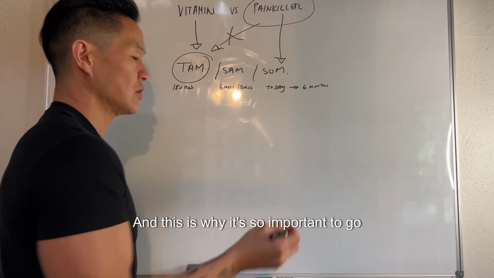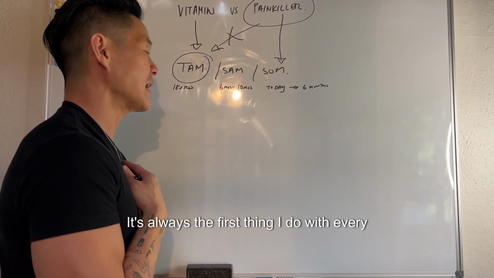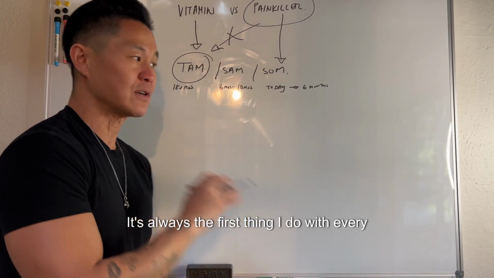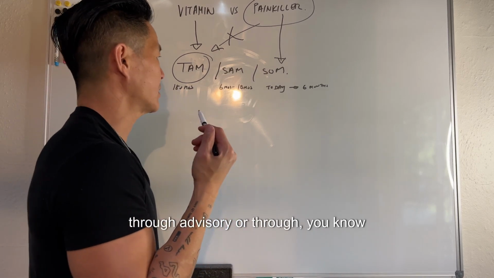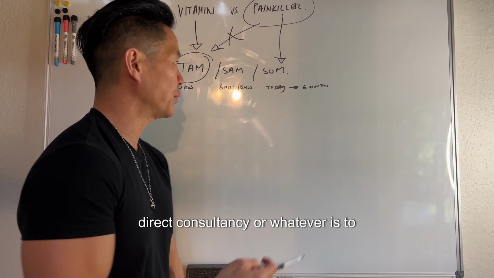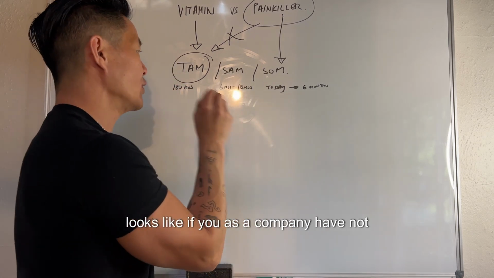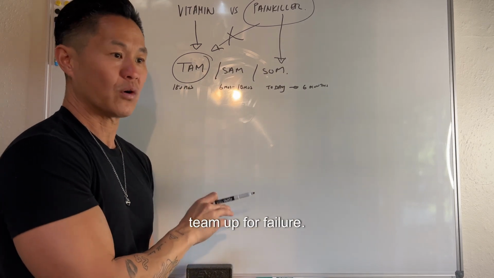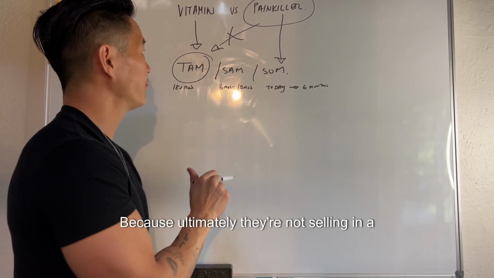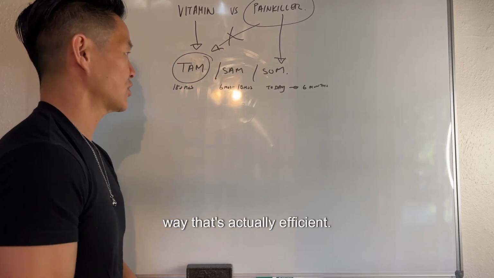And this is why it's so important to go through these persona and ICP exercises. To me, it's always the first thing I do with every single company that I work with, either through advisory or direct consultancy or whatever, is to understand what their TAM, SAM, and SOM look like. And if you as a company have not done this, then you're setting your sales team up for failure, because ultimately they're not selling in a way that's actually efficient.